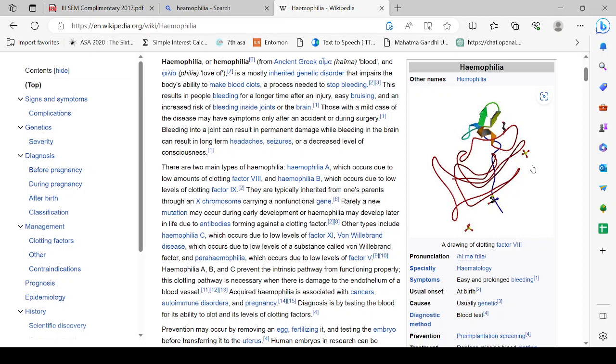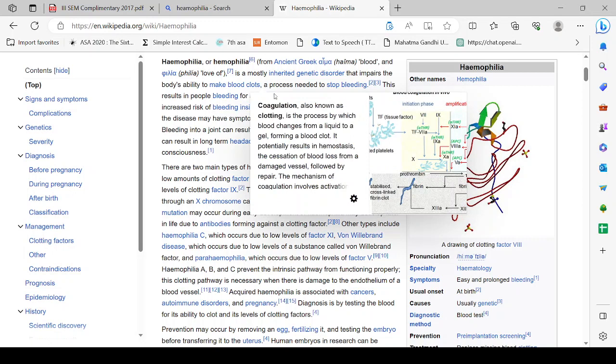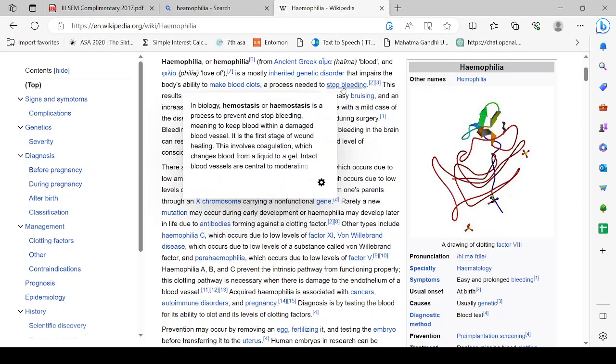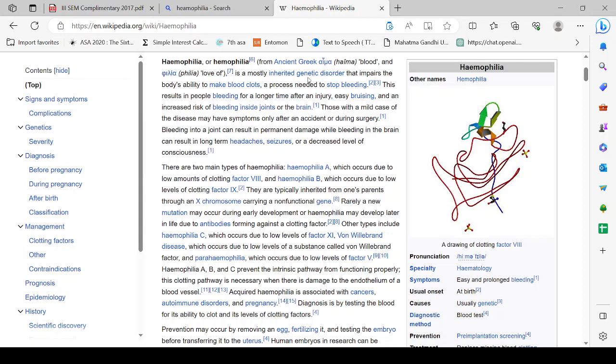If there is any injury or cut on your hand or any part of your body, the blood will keep coming. Normally after 5 to 10 minutes the blood will clot, but if haemophilia is there, that ability of the blood to clot will not occur. And this is a genetic disorder. Here you can see it is an inherited genetic disorder, and because of that it passes from one family to another during reproduction.